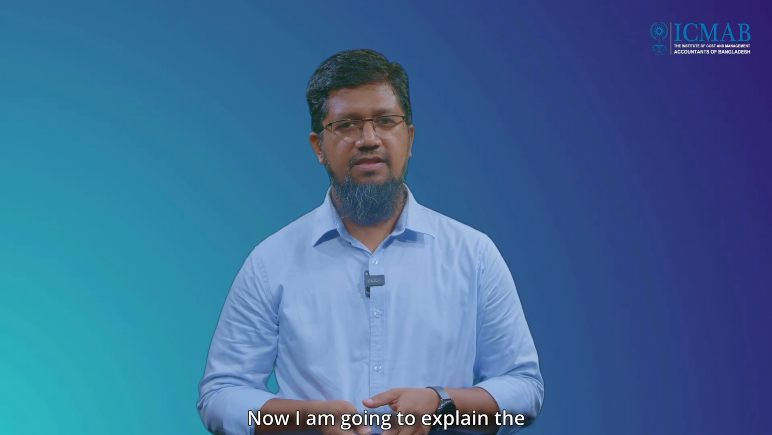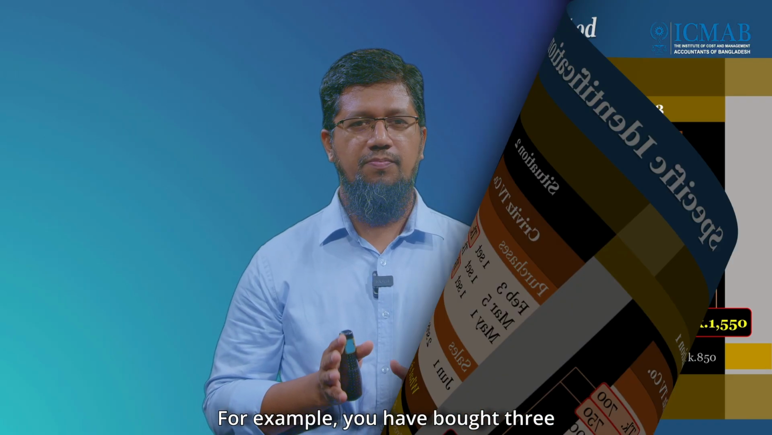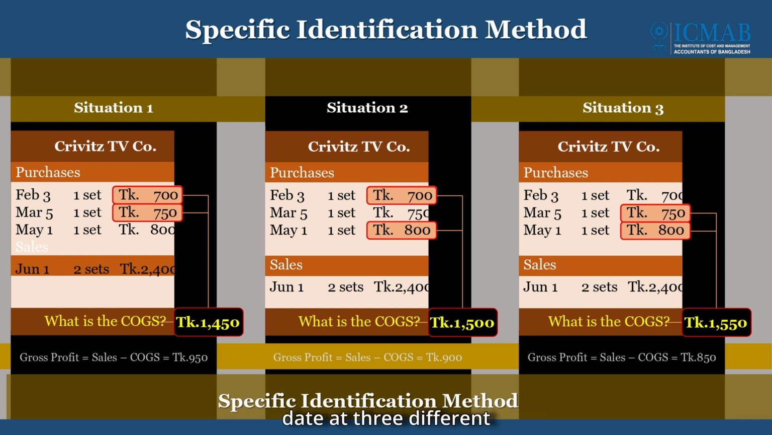Now I am going to explain the first method, specific identification method. For example, you have bought 3 different TVs at 3 different dates at 3 different prices. You bought the first TV on February 3 at Taka 700. Then you bought the second TV on March 5 at Taka 750, and you bought the third TV on May 1 at Taka 800. On June 1, you have sold 2 TVs at Taka 1200 each, so the total sales revenue is 2400.